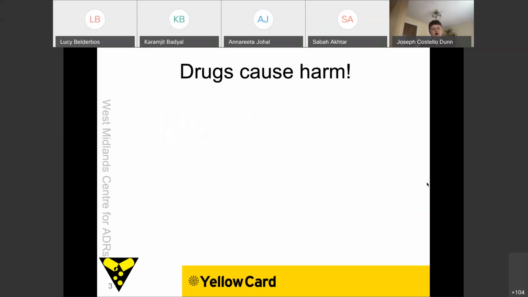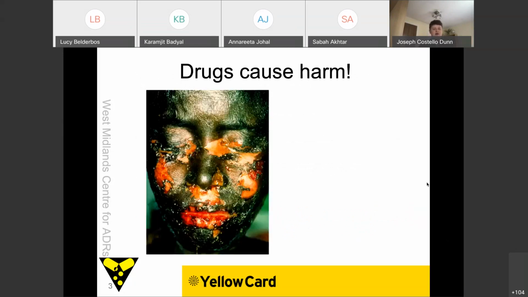So drugs cause harm, and we know that drugs cause harm, but the severity of the harm can vary. For example, this is a picture of a patient from City Birmingham Hospital who developed toxic epidermal necrolysis as a result of the administration of phenytoin.